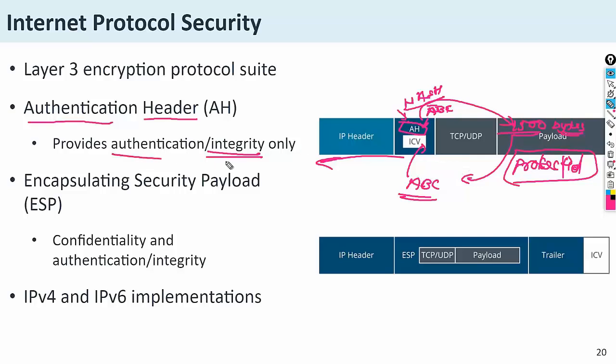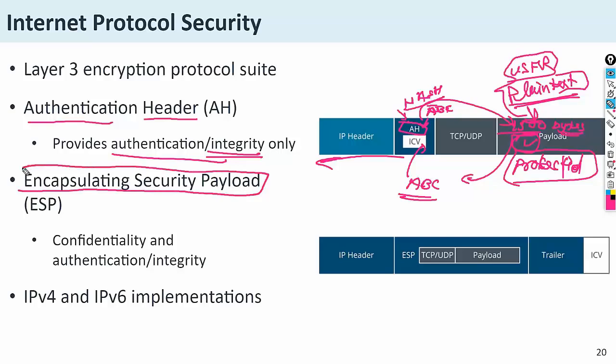Another point: it is based on authentication, but your payload is always transferred in plain text. Plain text means, as you already know, if the data has a username and password, it can be read by a third party, because the payload is not encrypted. This was a backdoor. This weakness is removed by the encapsulating security payload, or ESP.